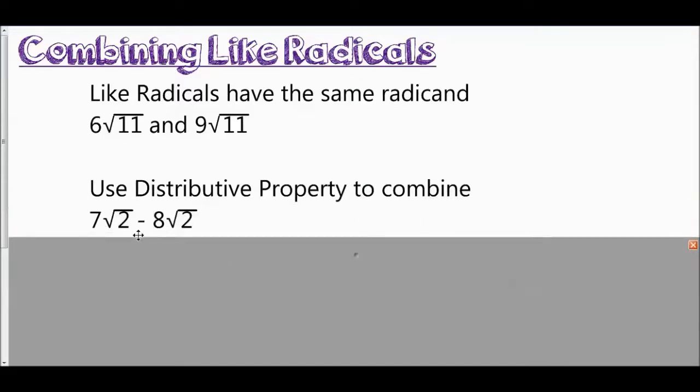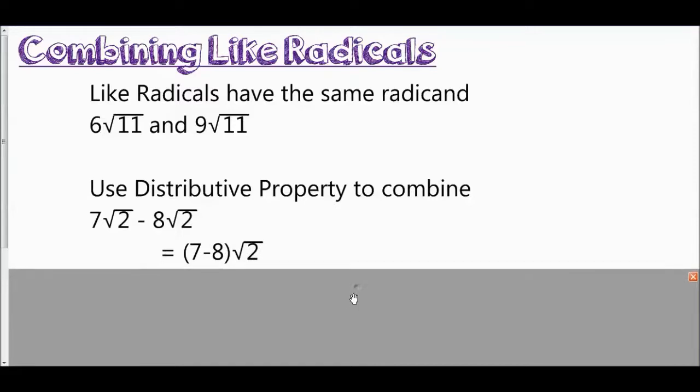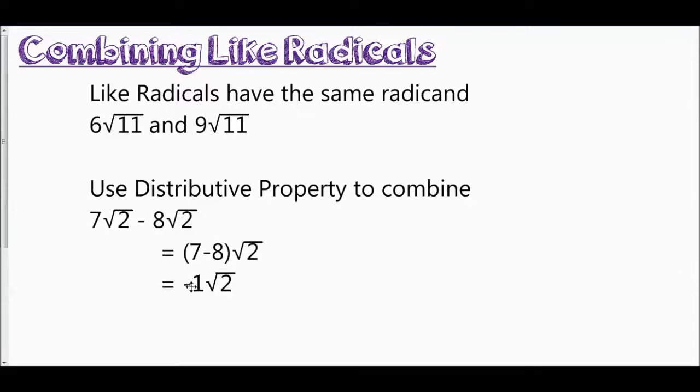So here's a different example. 7 times the square root of 2 minus 8 times the square root of 2. How the distributive property comes in is that in your head you're doing what's in parentheses. You're combining the coefficients, which are 7 and negative 8. And 7 minus 8 is negative 1. So the simplified version would be negative 1 times the square root of 2. Up here with that first example, that would be 15 times the square root of 11 as the simplified form, because you would combine 6 and 9.